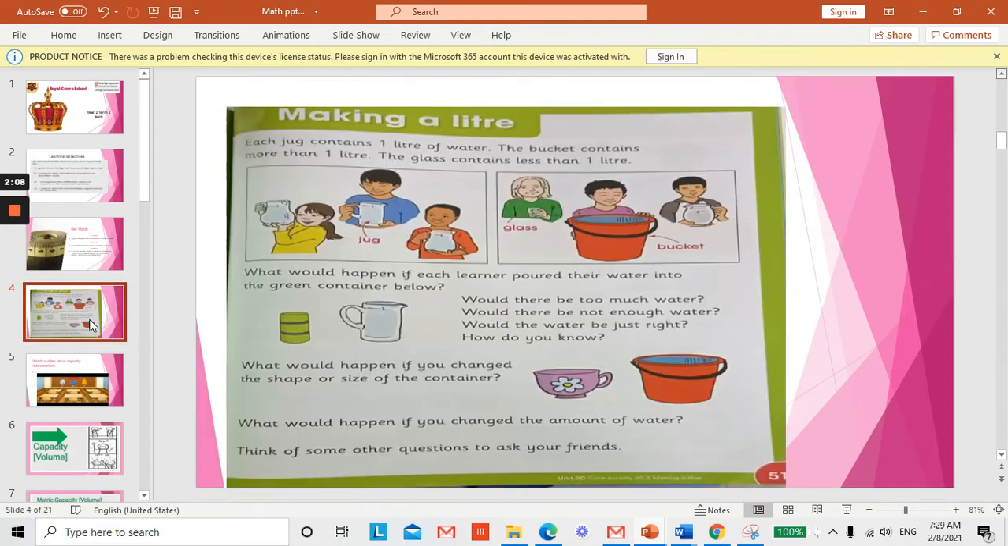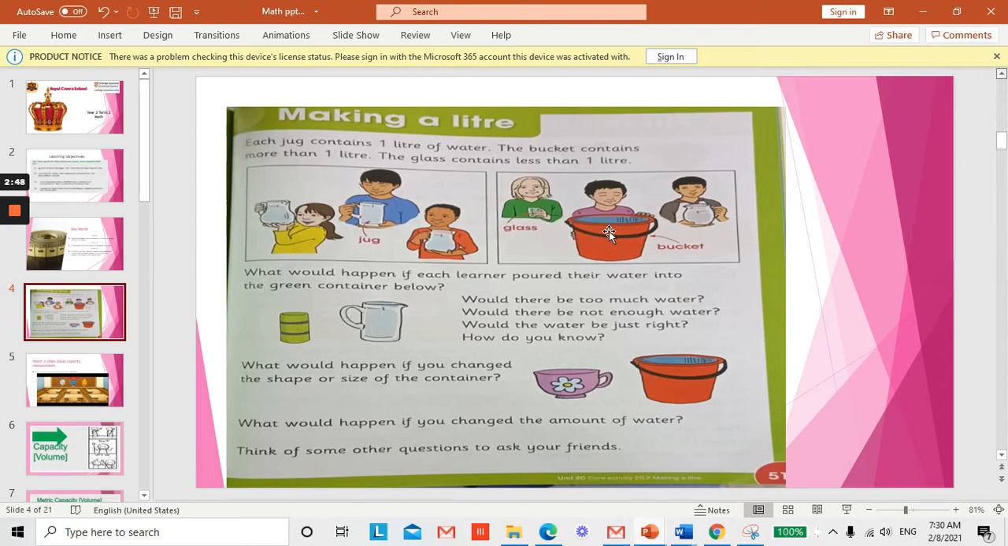Let's move to the next slide. This is what we did yesterday. Yesterday, we talked about measuring liters. We said we have a jug here, and this jug is 1 liter. It can hold 1 liter of water. A glass is less than 1 liter. A bucket is more than 1 liter. This is what we talked about yesterday.